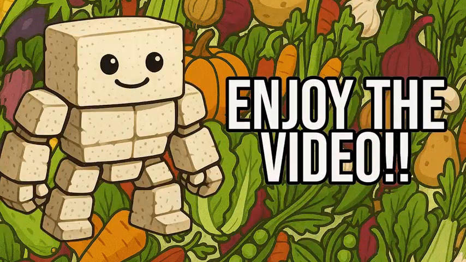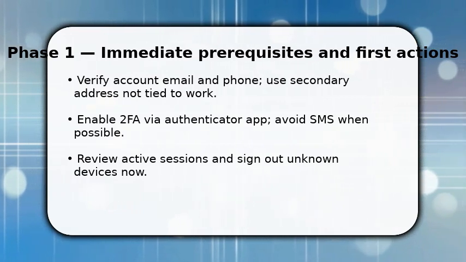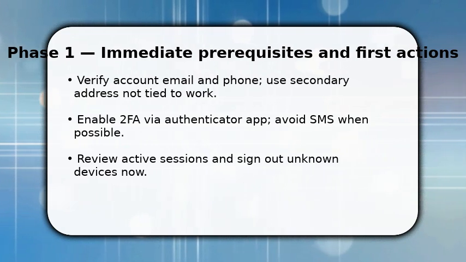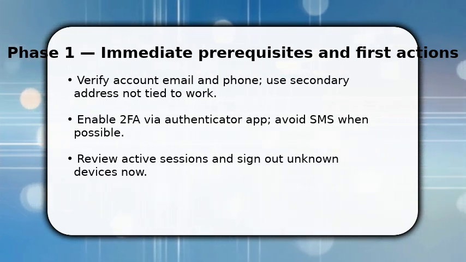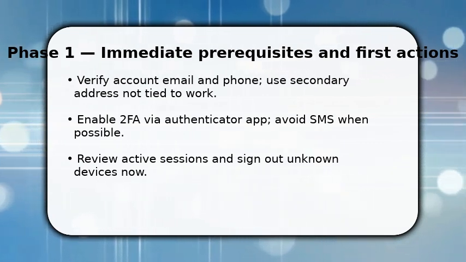Please enjoy the video. You begin by tightening entry points, confirm an email and a phone you control, and create a unique password. Once done, enable two-factor authentication with an authenticator app for stronger protection. Make sure to save recovery codes offline.